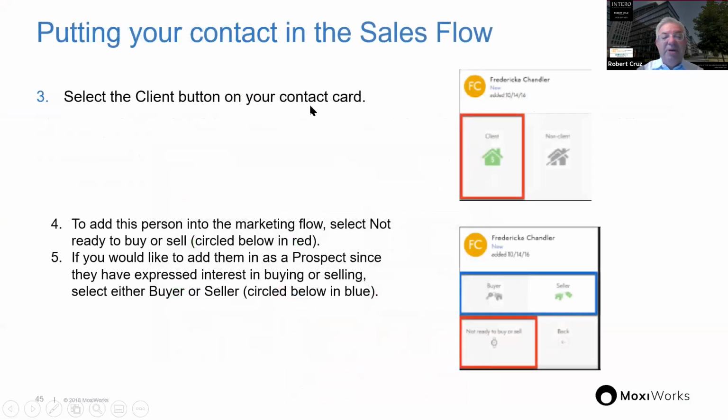So you can select the client button on your contact card, this little house with the dollar sign. To add this person into the marketing flow, select Not Ready to Buy or Sell. If you would like to add them in as a prospect, since they have expressed interest in buying or selling, select either the buyer or seller circled in blue.